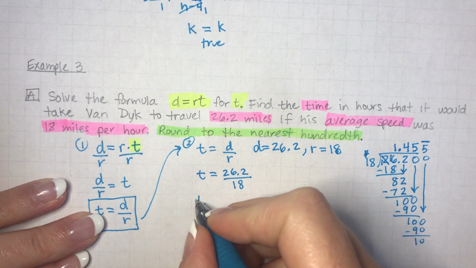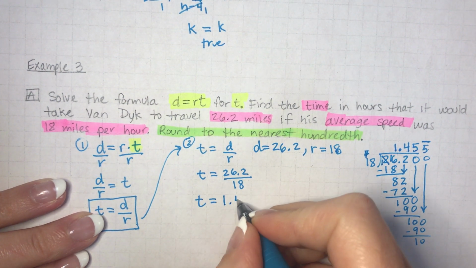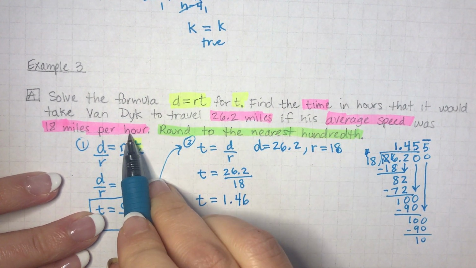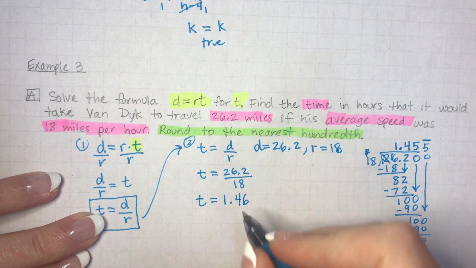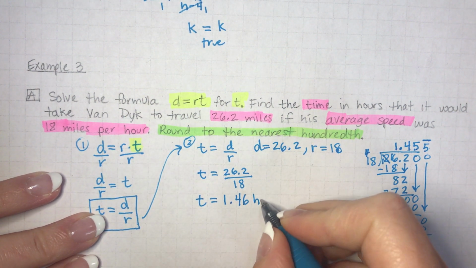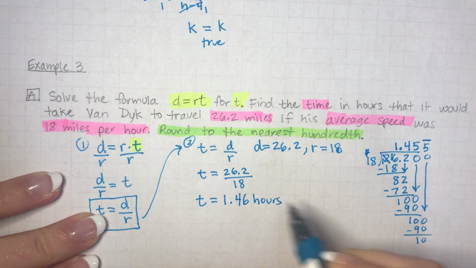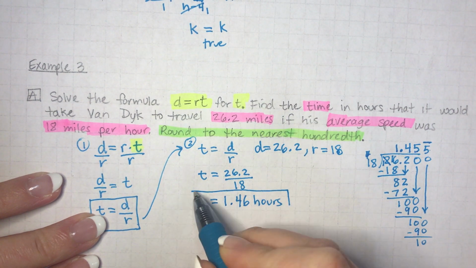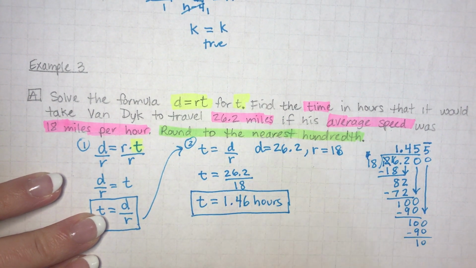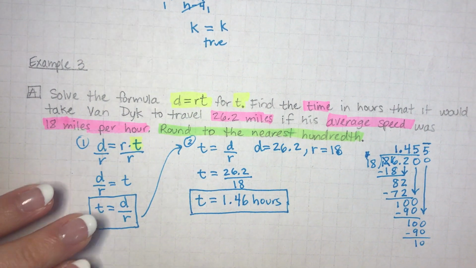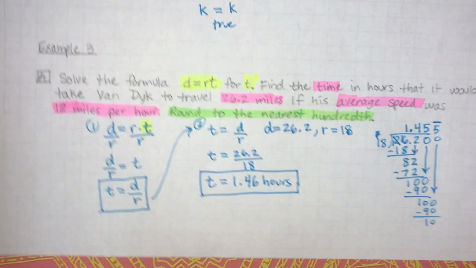So that means our answer for time is going to be 1.46. Are we talking about hours? Yep, 1.46 hours. That is going to be the time. All right, there you go. Okay, let's go on to the next problem, B, and work that one out.